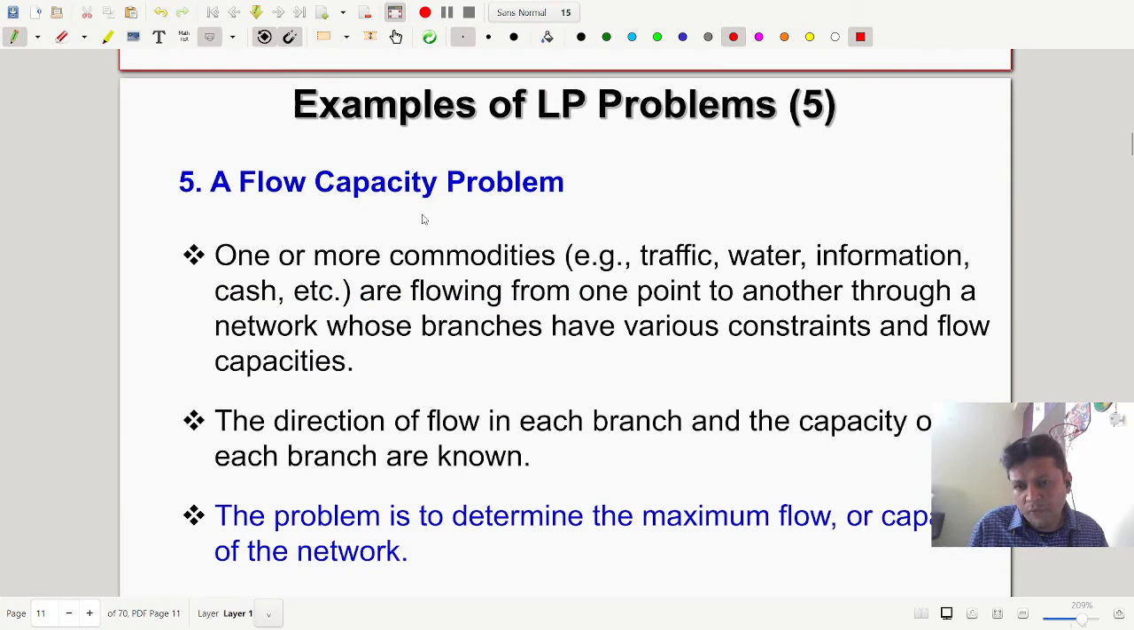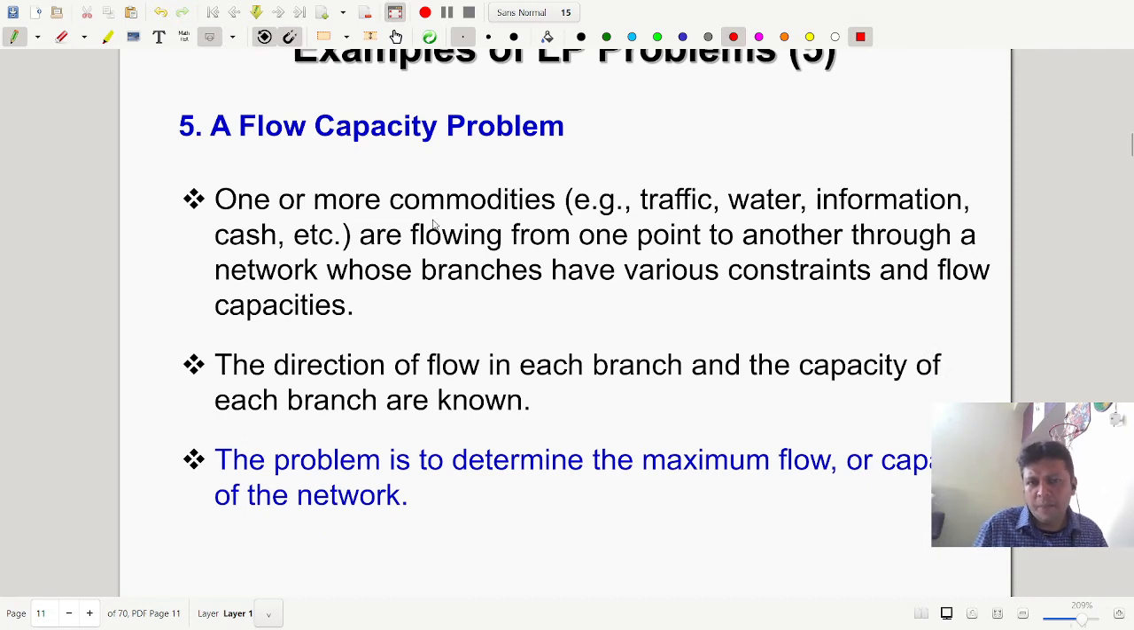And there is also flow capacity problem. So there are a lot of problems. These are just some examples. So in flow capacity problems, one or more commodities are flowing from one point to another through a network whose branches have various constraints and flow capacities. The direction of flow in each branch and the capacity of each branch are known. So here also this is a network type problem. So network is a very important concept in optimization.